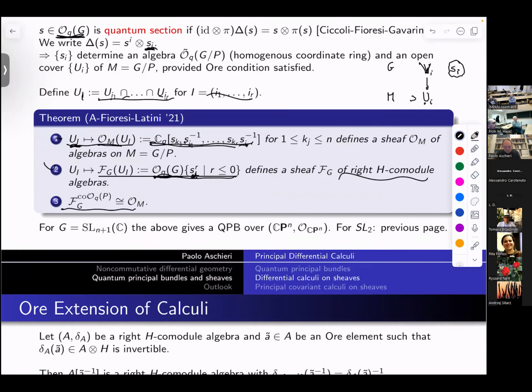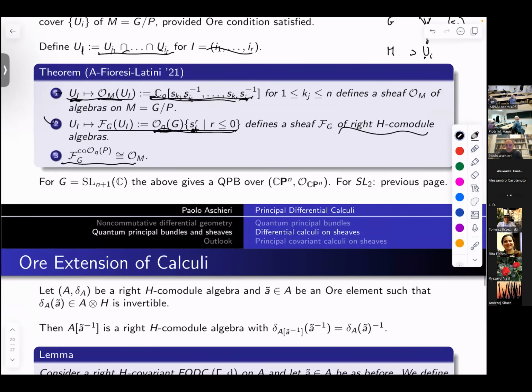And these two sheaves are such that they define indeed a quantum principal bundle according to the original definition. Okay, so very briefly, now I would like to do a next step and go to the differential calculi on such sheaves. But I'm afraid you should skip this because there's no time for it.